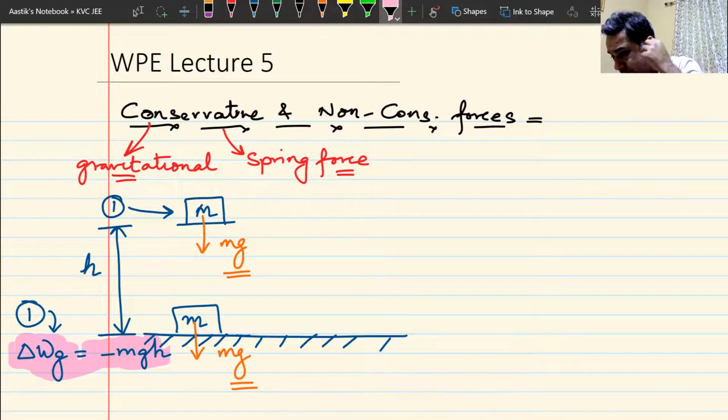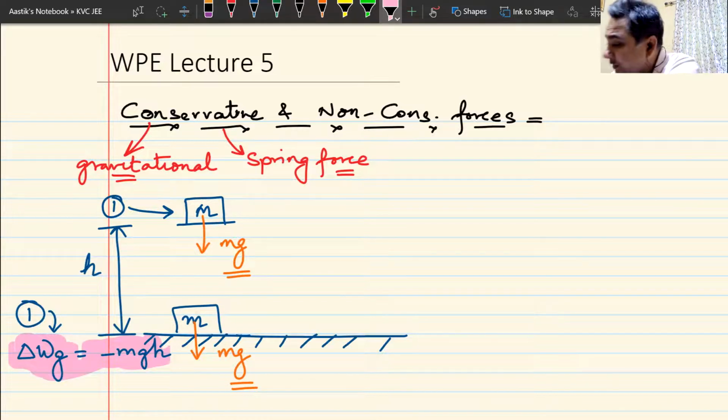Sir, so that will be equal to minus mgh. Why minus mgh? Can you explain why it is minus? Because the force is downwards and the displacement is upwards. They are in opposite directions. The angle is 180 degrees. So the work done by gravity in this case is minus mgh.